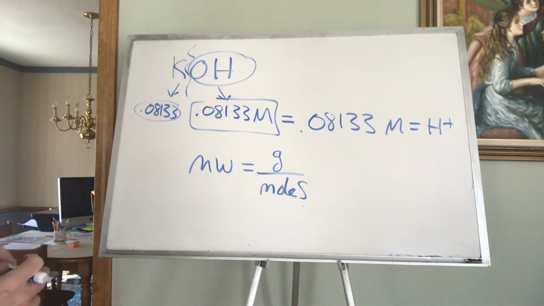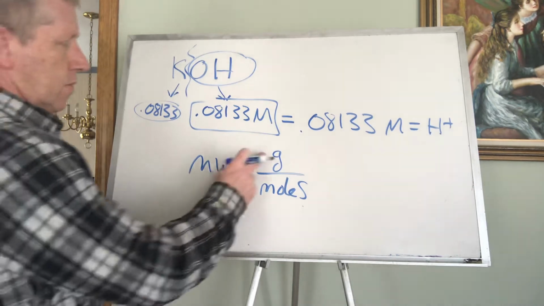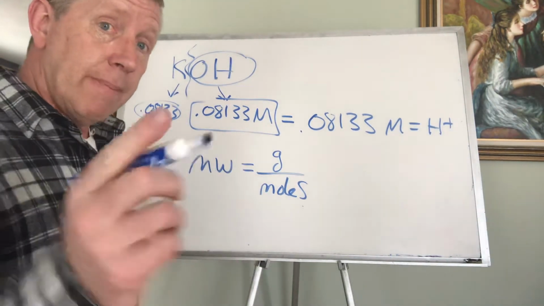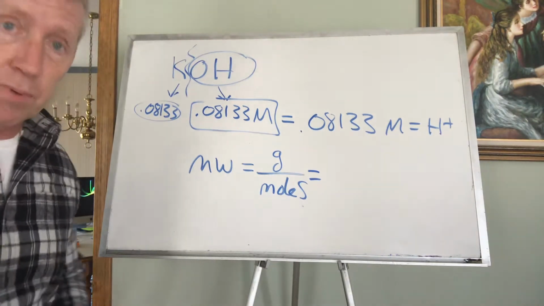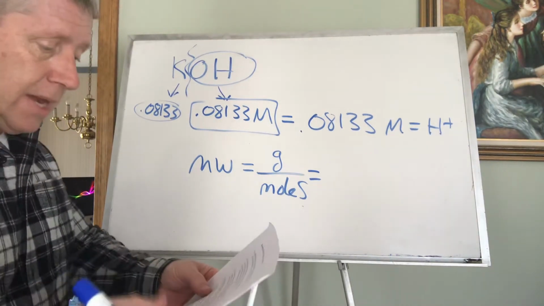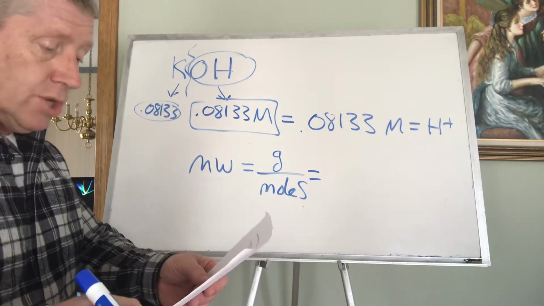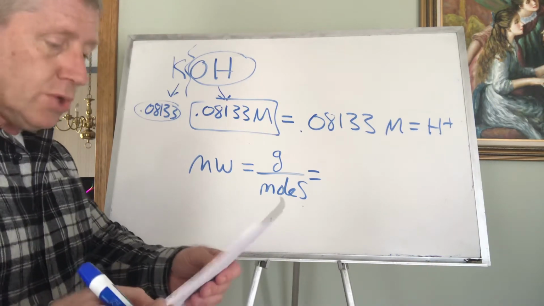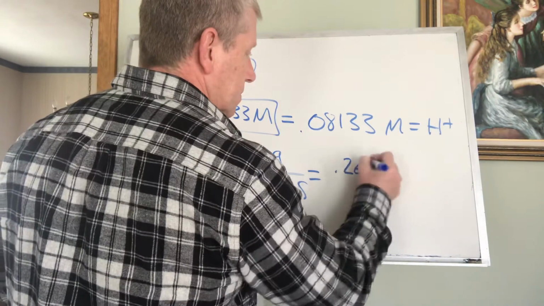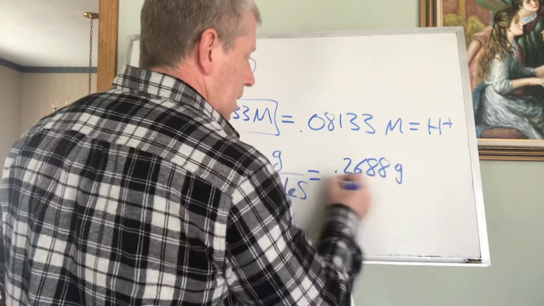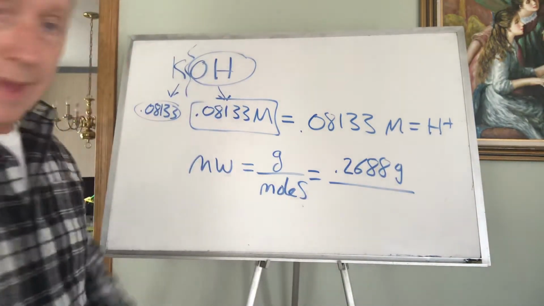Okay, so let's see. Molecular weight equals grams per mole. I was given the amount of grams of the acid that was used. I was told that in the first line of the problem, the first number I was given, I remember that, 0.2688 grams of the acid. Now I just need to know how many moles of the acid that I used.